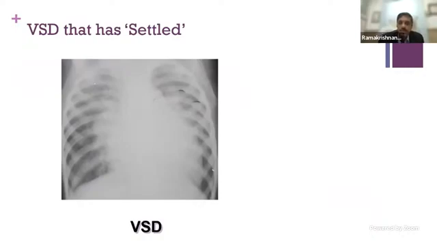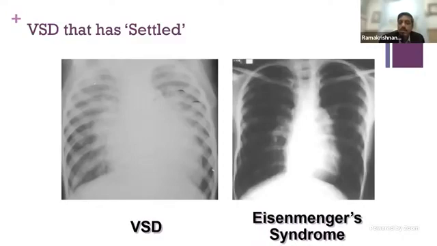So this was a VSD, which was seen and advised cardiac surgery, say at the age of around a year or so, a 1.5 year old child with a VSD. You can clearly see the large heart. You can see the pulmonary plethora with evidence of pulmonary hypertension. The patient was cleared for surgery and sent for surgery, but the patient did not undergo surgery.